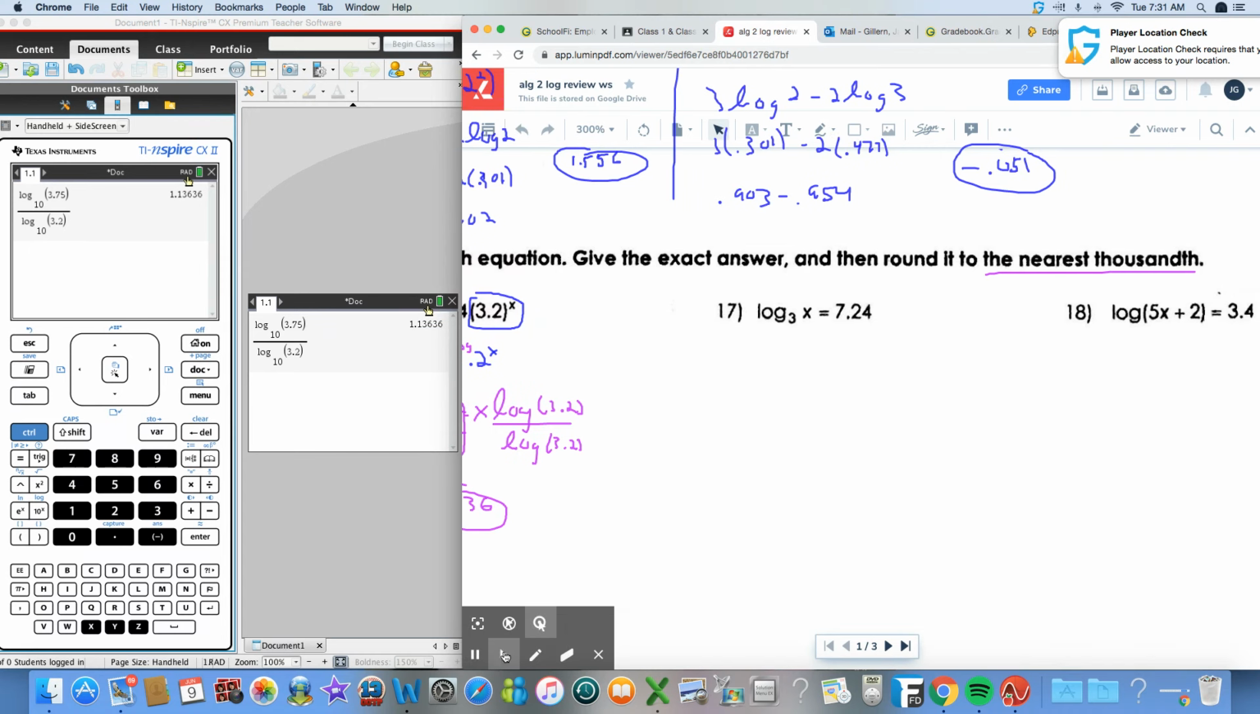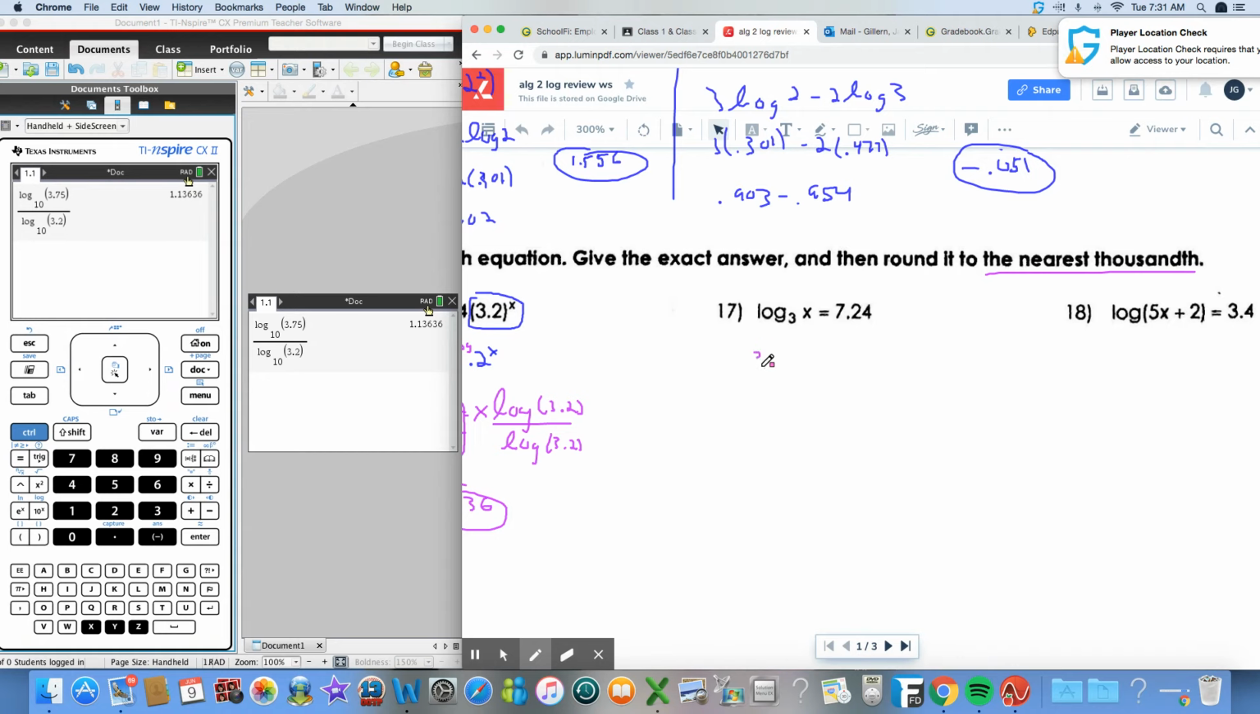Okay, so now we have a log equation. When you have a log equation, you have 2 things that can happen. You can either have logs on one side or logs on both sides. Anytime you have multiple logs on either side of the equation, you've got to condense them first. We only have one log. So if we have one log like this and it's only on one side, we rewrite it as an exponential.